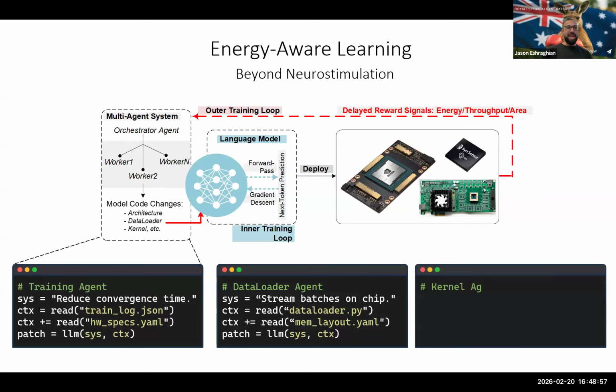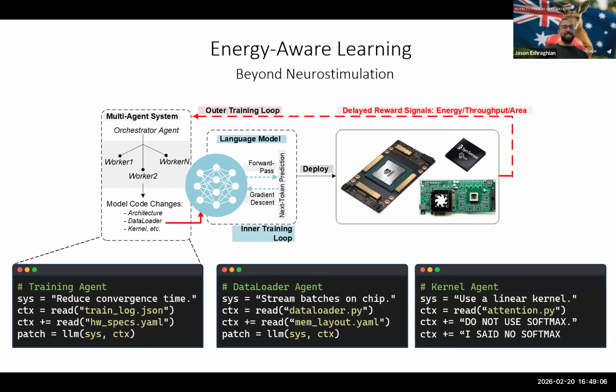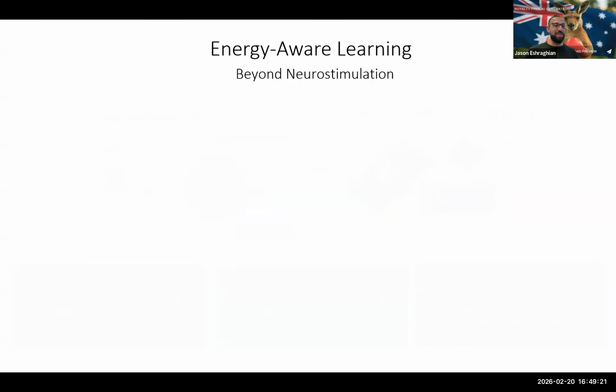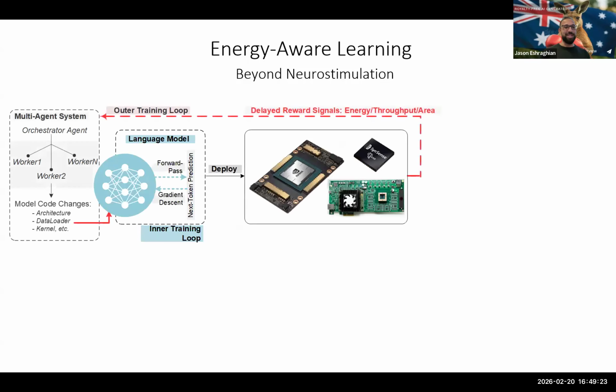And then the third agent perhaps might be your kernel agent. Use the linear kernel, and if it doesn't listen to you, maybe you say, do not use softmax in capital letters. And then you say, I said no softmax. That's actually a real analogy, because we found that yelling at your language model tends to get better results somehow. If you open up the code of my student Andrew's work on this, there's a bunch of very, very aggressive, angry capital letters.